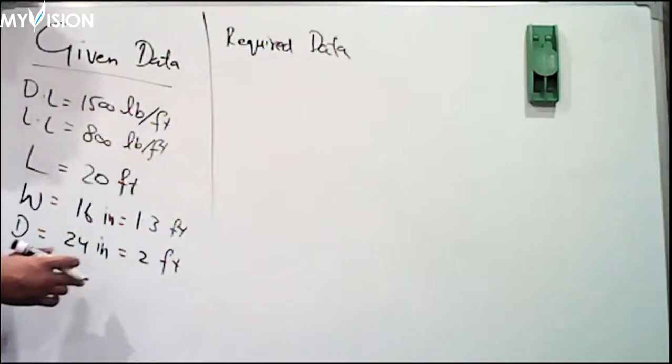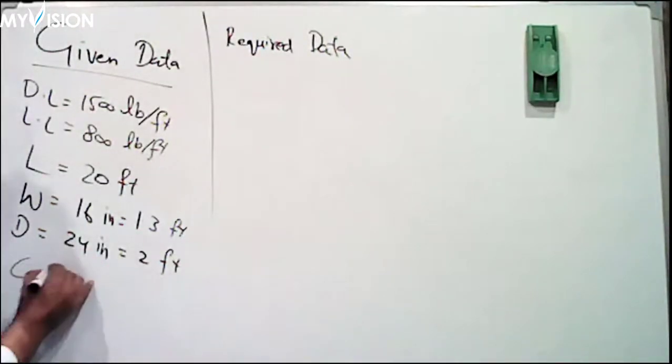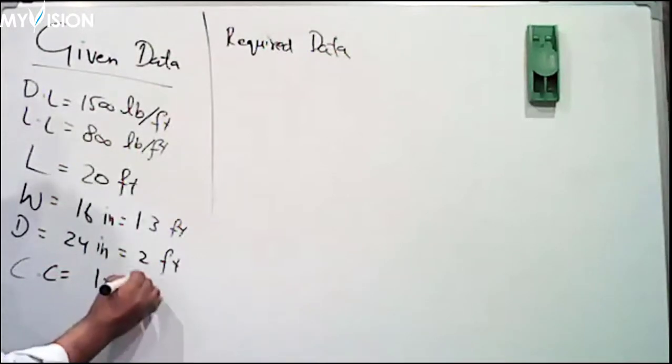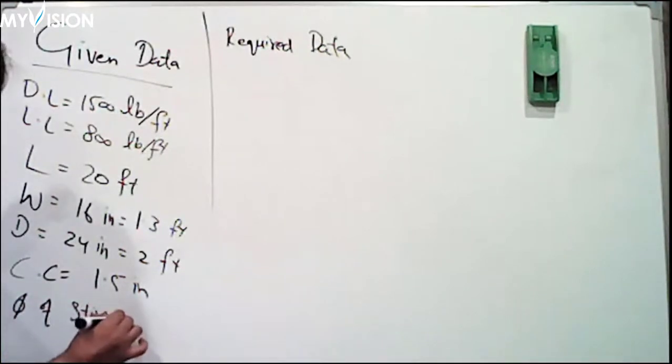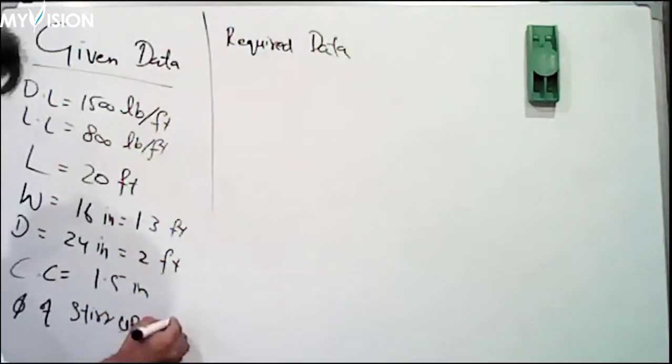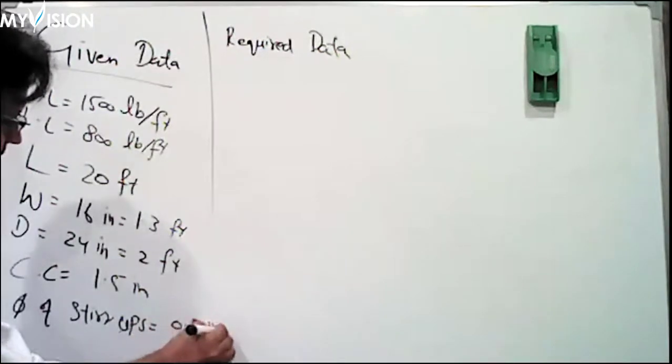Concrete cover is 1.5 inch and diameter of the steel stirrups.